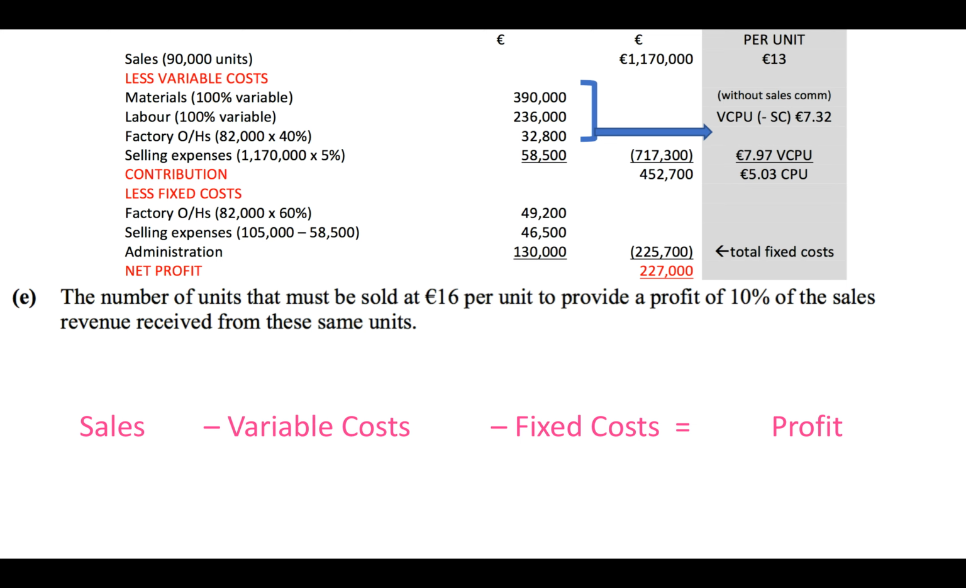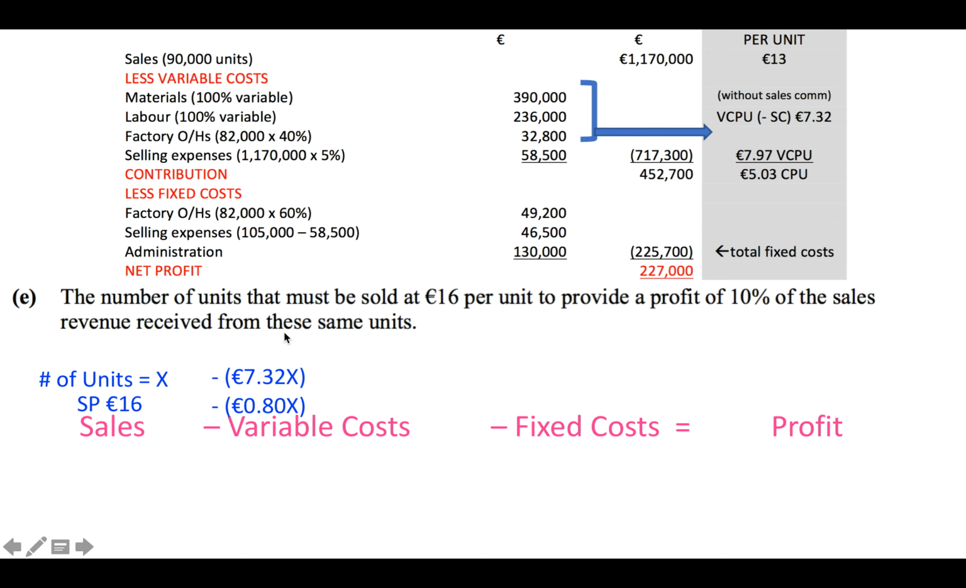So €16. Selling price, what's your selling price going to be? It's going to be €16. The number of units, that is what we're being asked for, so that is X. Now, my variable costs, up here, €13. We know that we're changing it now to €16, so we're going to use this figure here. And then we're going to find out what 5% of our €16 is as well, and take that away also.